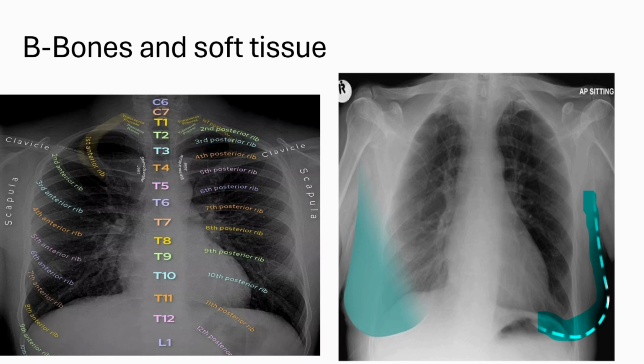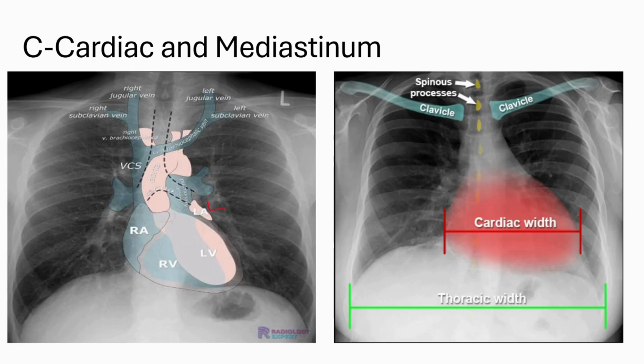Pathology of breast can also sometimes mimic lung pathology. So this should be visualized in the chest X-ray. Now, heart or cardia and mediastinum. So this denotes the cardia and mediastinum. What we see in cardia and mediastinum is the heart size and contour, as well as the mediastinal contour or widening.